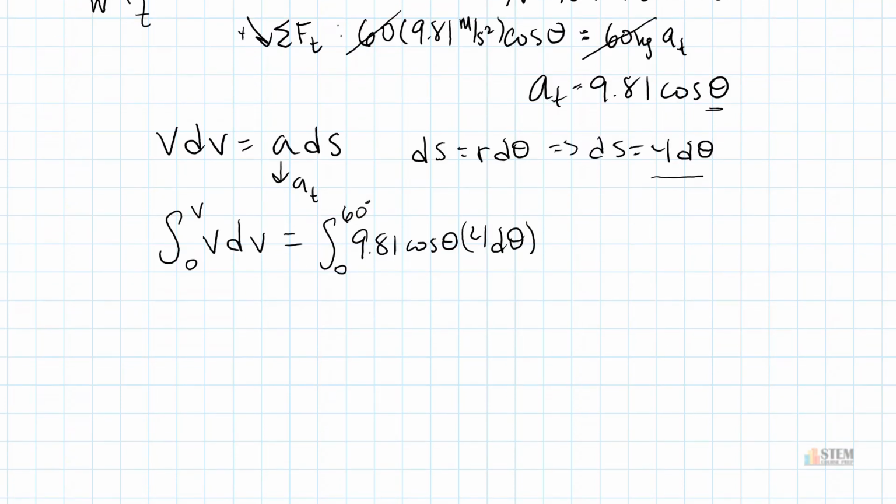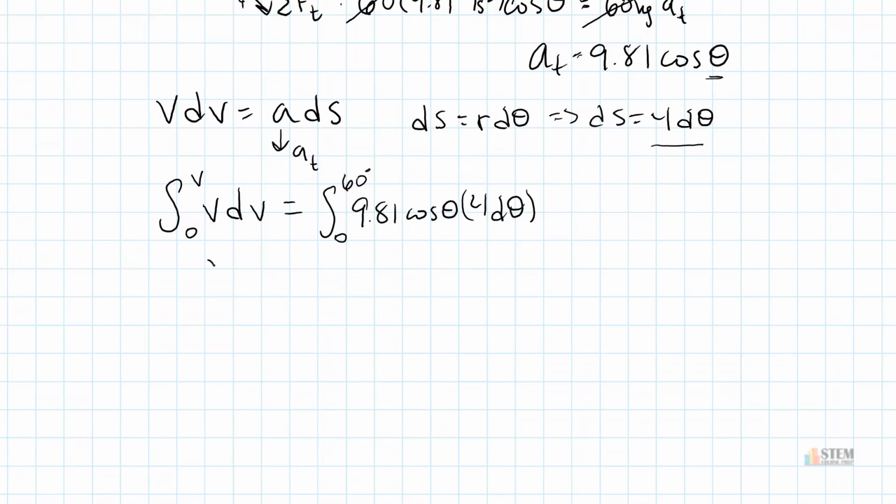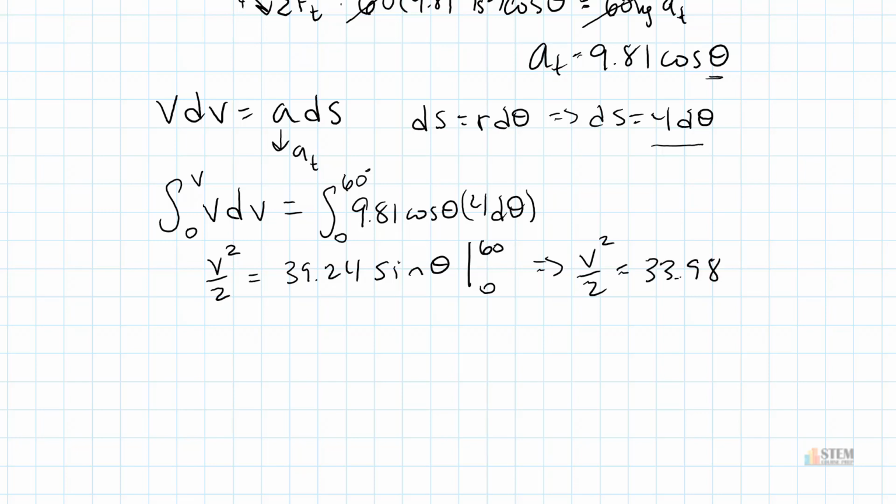Now we just need to integrate. So we're going to get v squared over 2, and then that is going to equal 39.24 sine theta, evaluated at 60 and 0. So once we do that, we're going to get that v squared over 2 is 33.98. So then v is 8.24 meters per second. So this is the velocity of the skateboarder at 60 degrees.